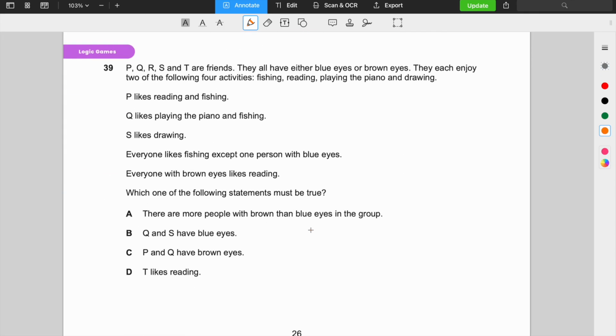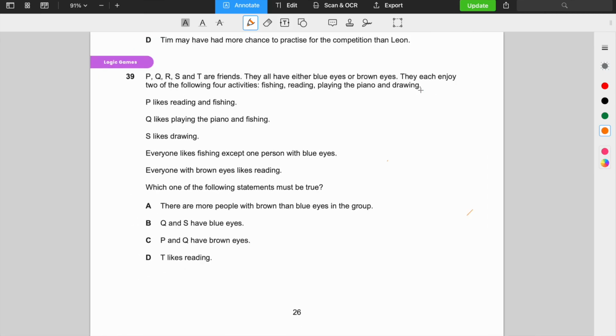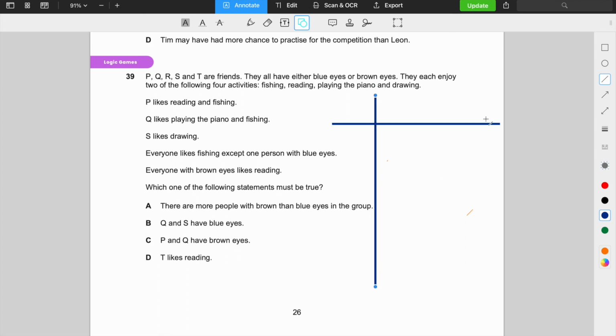Okay, for this question, there's several ways you can go about solving this. This is a logic game question, so let's set up a diagram. Let's quickly set up a diagram. So just bear with me for a while. Try to get through this quickly. Hopefully you guys can be a bit more speedy than I am.